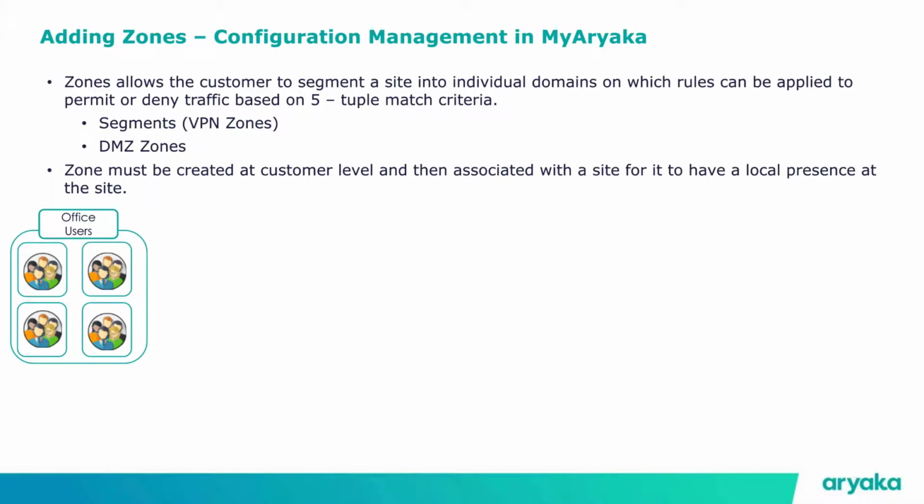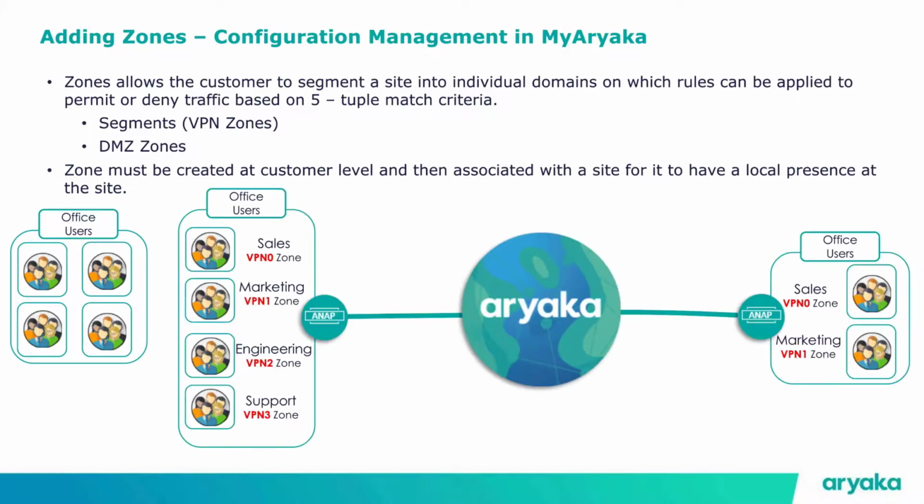Segments are network-level segregation of your LAN. You can use segments to manage traffic by business function, for example, engineering, support, marketing, across multiple sites. Traffic from a segment at a site can access all the networks at the site. A DMZ zone is a special type of zone which has limited access.